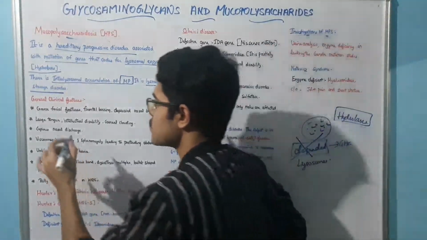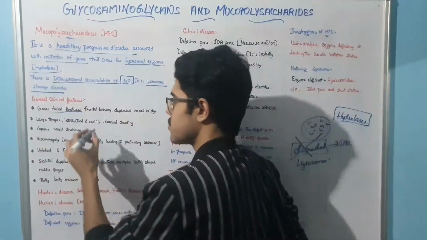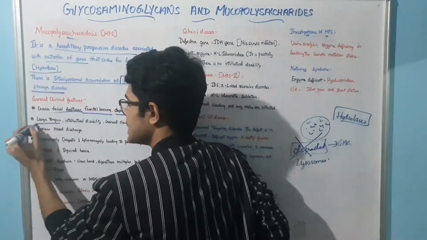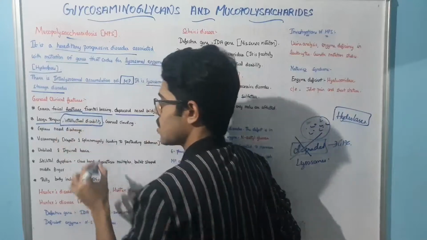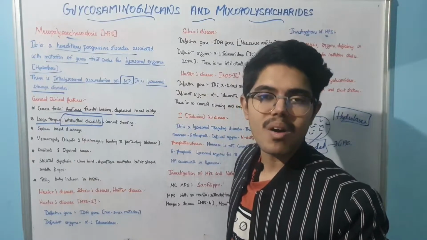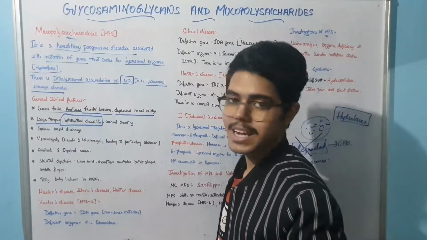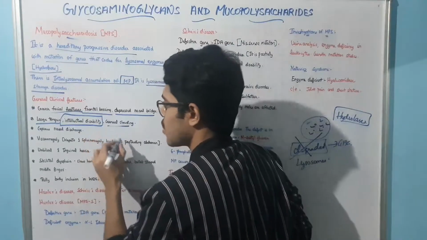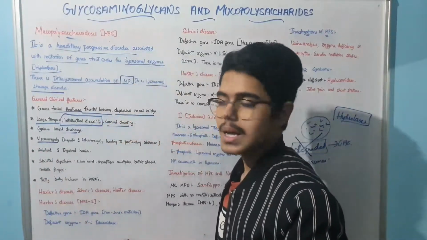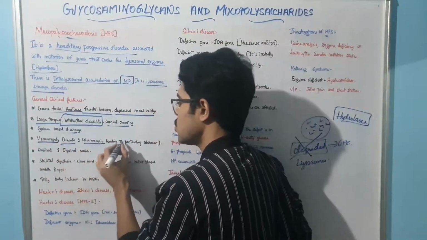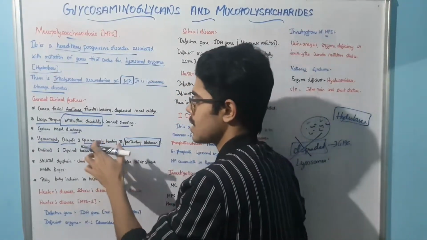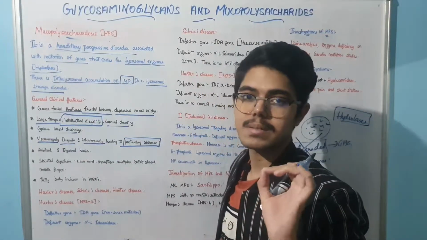Very simple. We have coarse facial features, that is frontal bossing and depressed nasal bridge. There is a large tongue and intellectual disability. I am putting a box around these because they are seen in some of the mucopolysaccharidoses. Also there will be corneal clouding, copious nasal discharge, and visceromegaly. Visceromegaly means hepato as well as splenomegaly, which leads to a protruding abdomen. That's called visceromegaly.